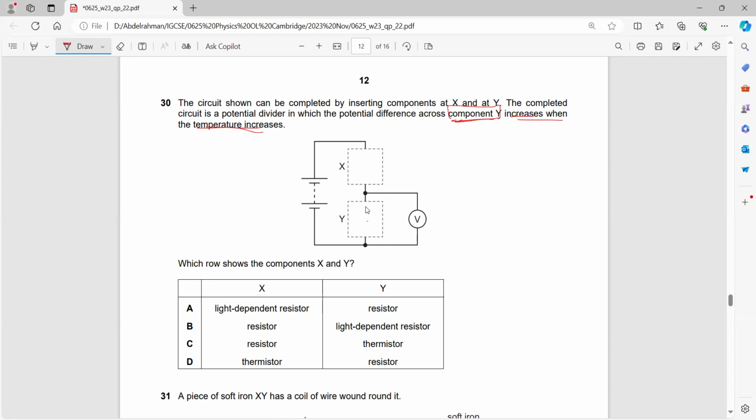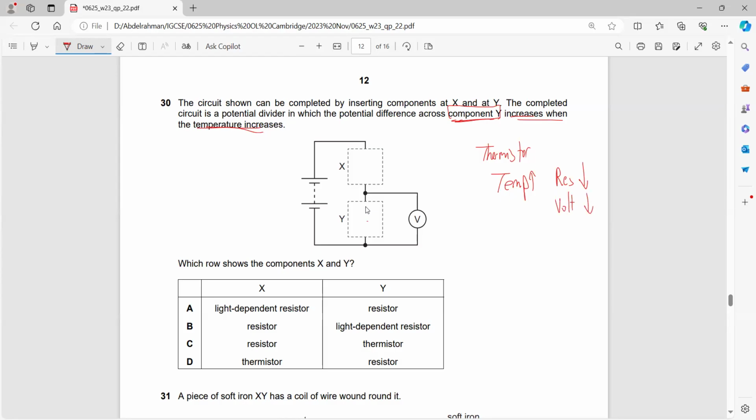What's the component we know of that changes its resistance or its potential difference when the temperature changes? Thermistor. But we know that the method of operation of the thermistor is not like that. It's actually inversely proportional to the temperature, right? What happens to the resistance when the temperature increases? The resistance decreases, and the potential difference decreases as well.